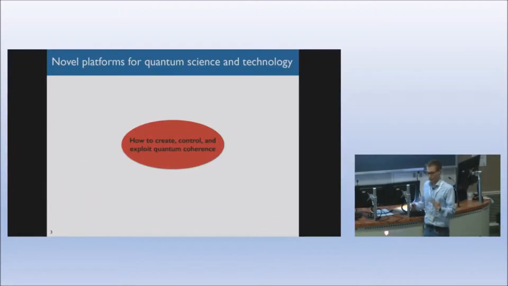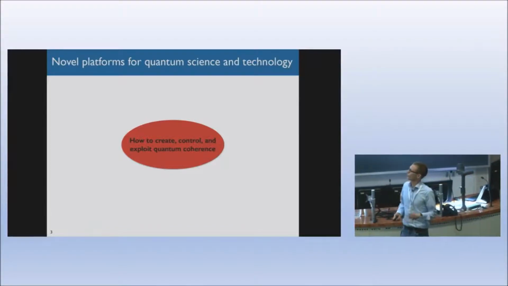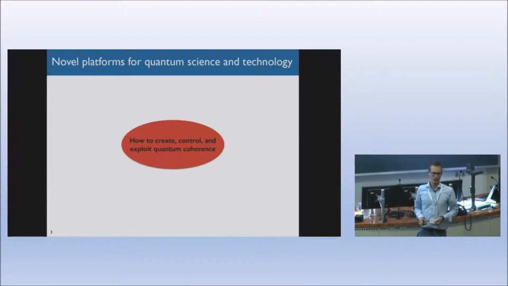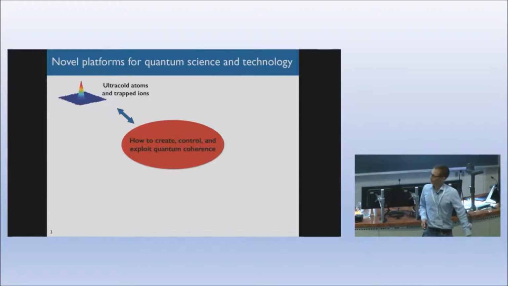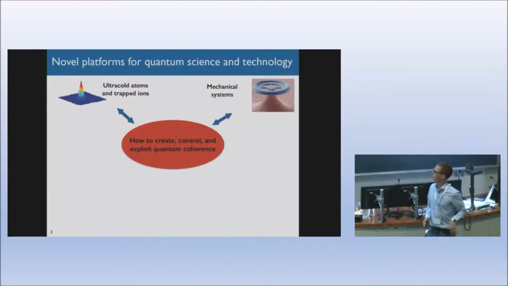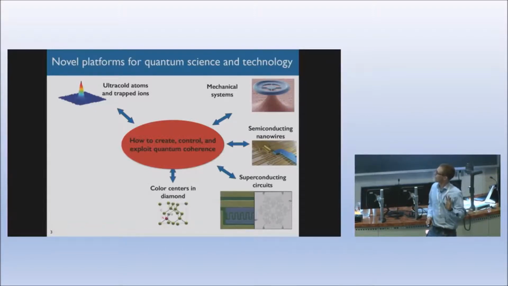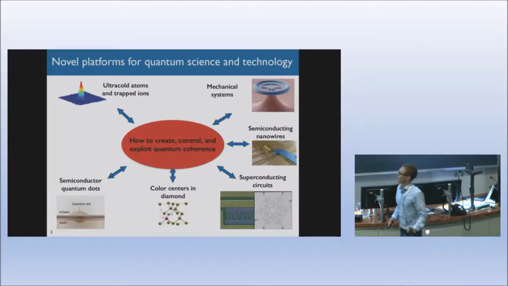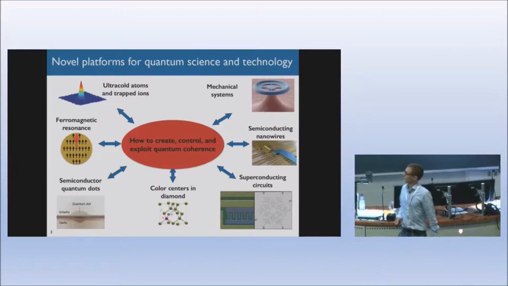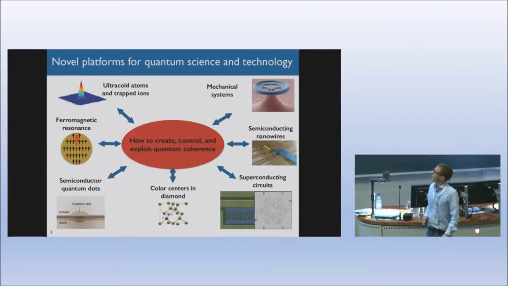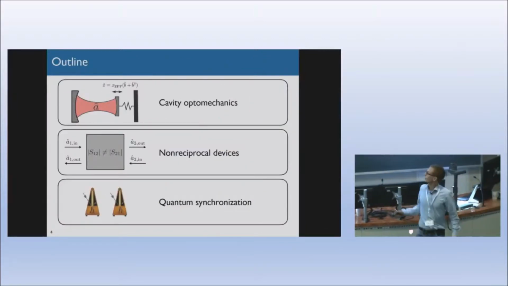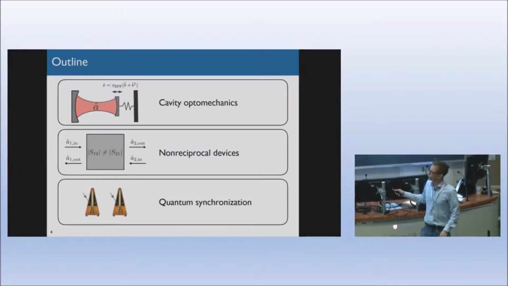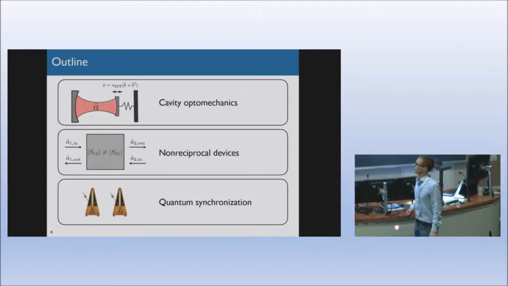To actually make this happen, to achieve this goal, what we need is to create, control, and exploit quantum coherence on a larger scale. And we've been looking at various platforms to make this happen. This is called atoms. This is mechanical systems, which I will talk more about in a second. Semiconductor nanowires, superconducting circuits, diamond, quantum dots, etc., magnetic systems. And so I will focus now for the next 10 minutes on structure optomechanics and give you two ideas of what we've looked at recently.